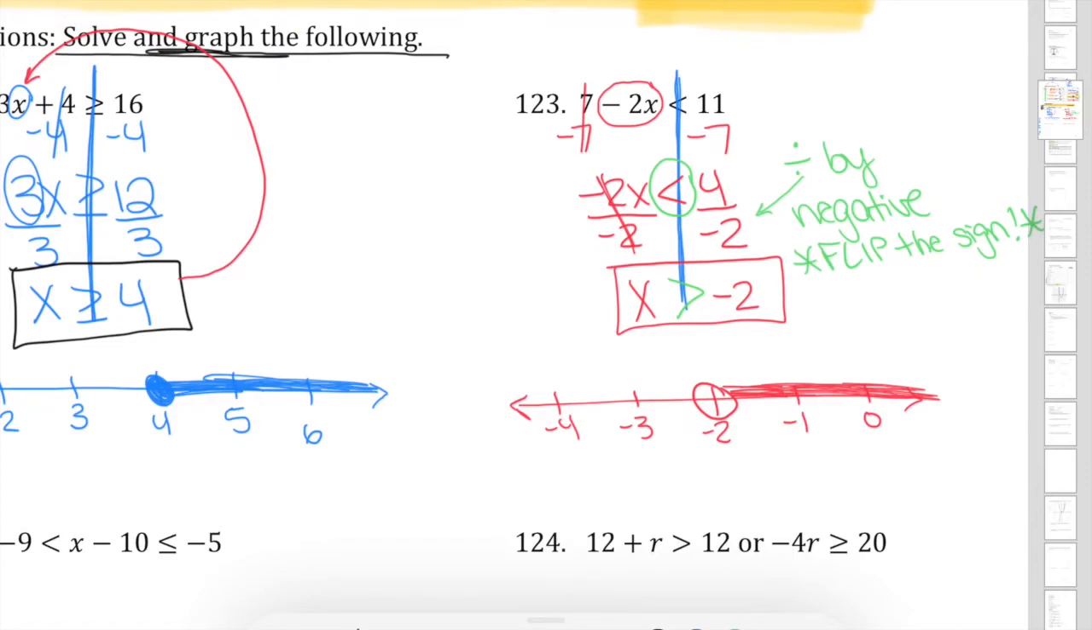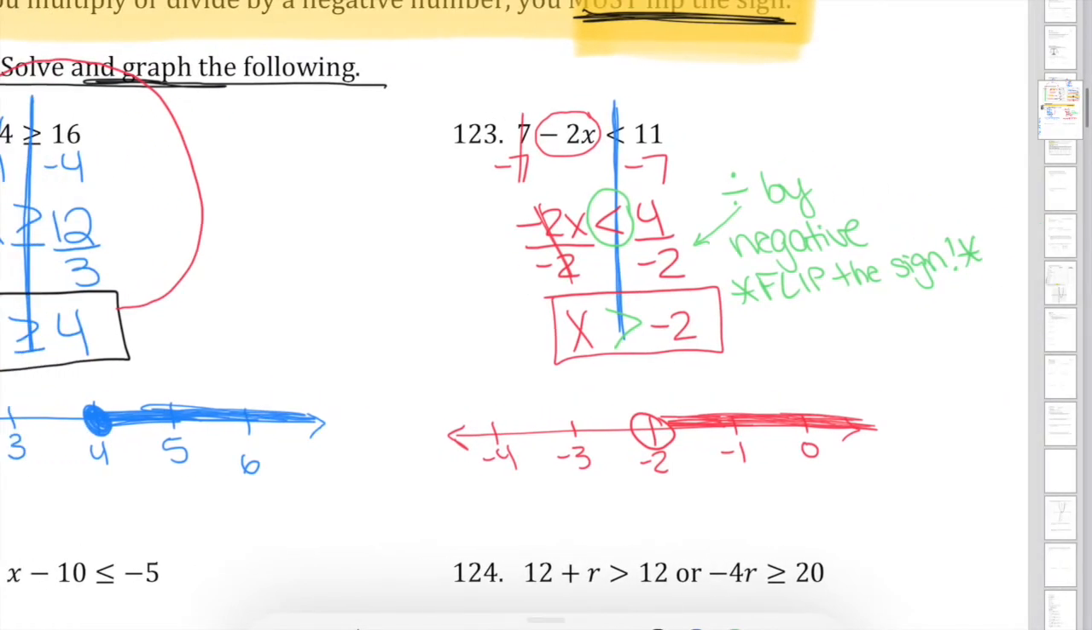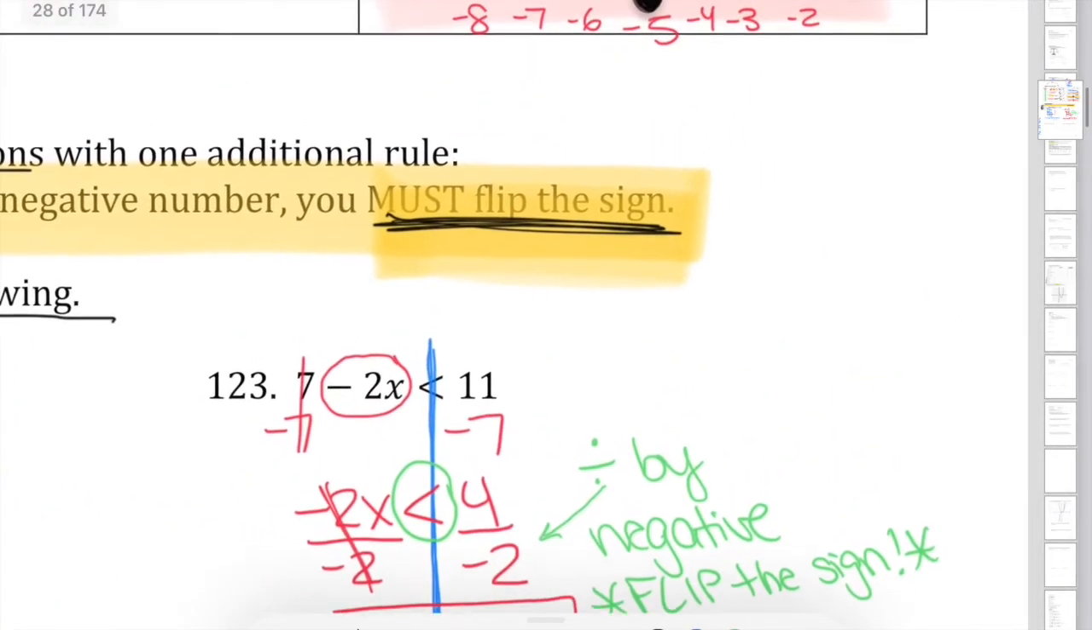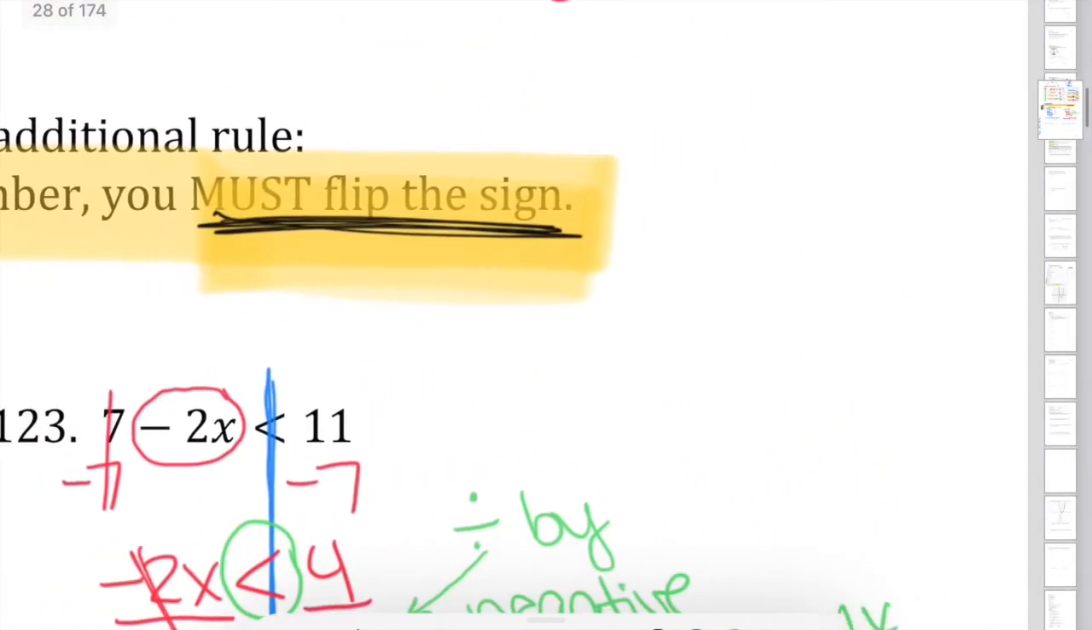Okay, before we get into the next example, I do want to show you one thing about this dividing by a negative and why we actually flip the sign. So I'm going to make up another inequality, just pulling it out of thin air, and say that 1 is less than 5. I hope we all agree that that is true. Okay, 1 is less than 5.